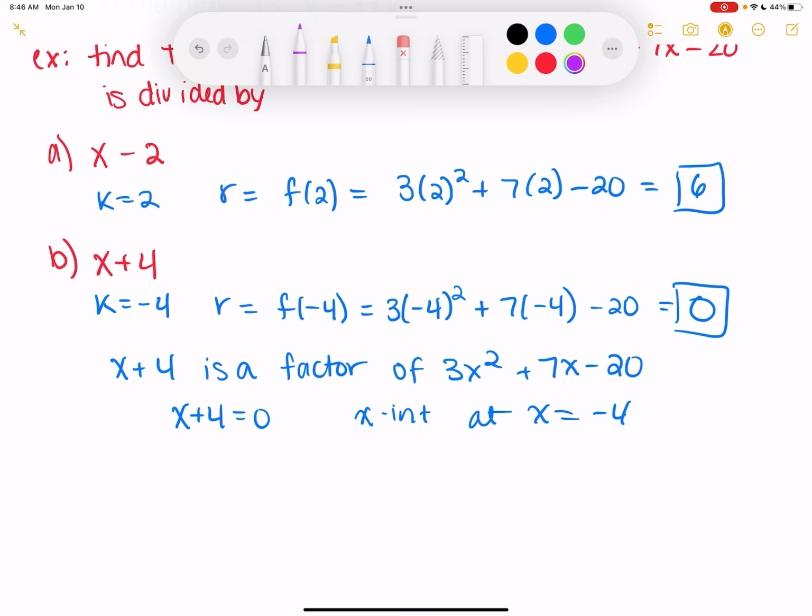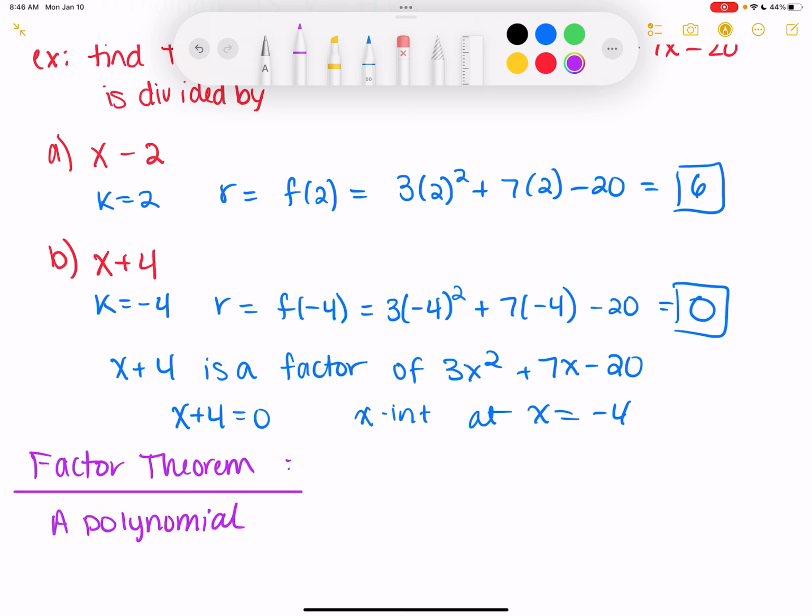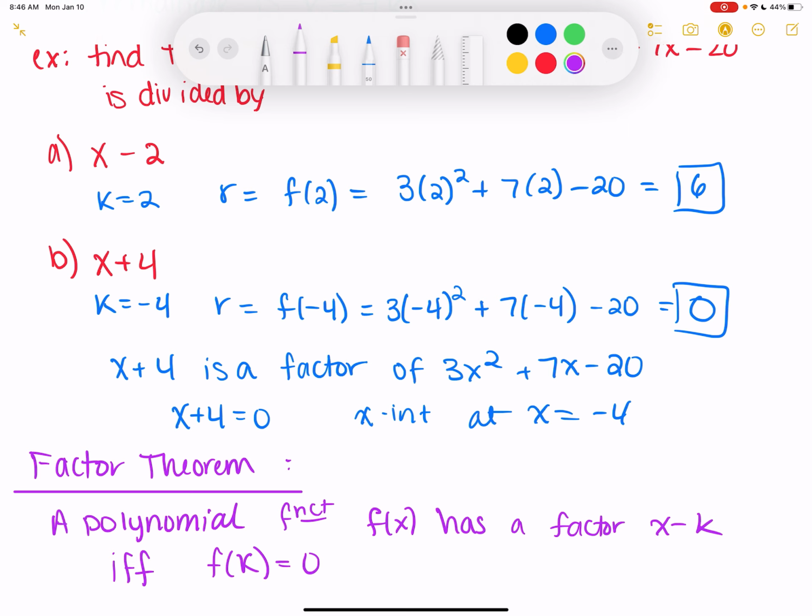All right, factor theorem. So a polynomial function f of x has a factor x minus k if and only if f of k is equal to 0. So basically, this right here is what we just saw in this example.